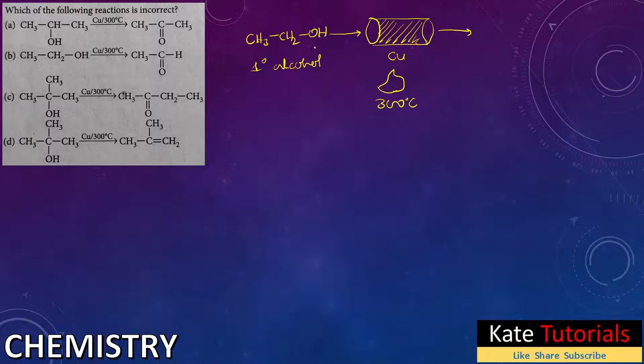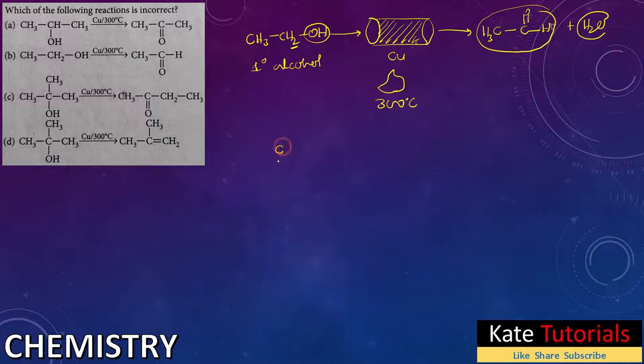Here it is alcohol, and it will be oxidized to aldehyde. This OH and this one H will go as water, and I get the aldehyde here. Along with that, water will be liberated. So the primary alcohol will be oxidized to aldehyde.